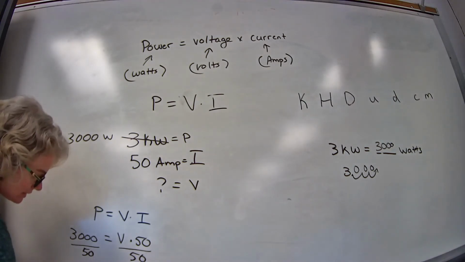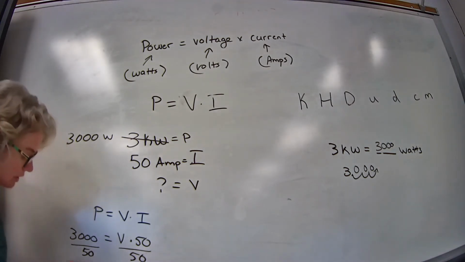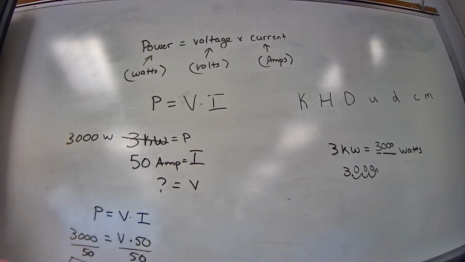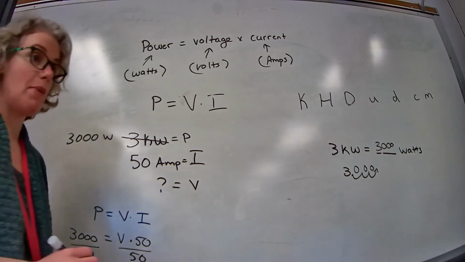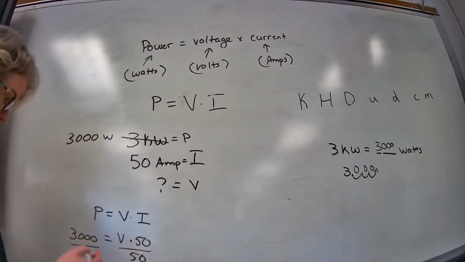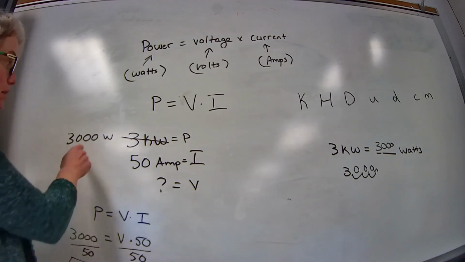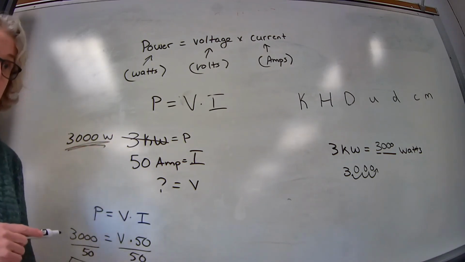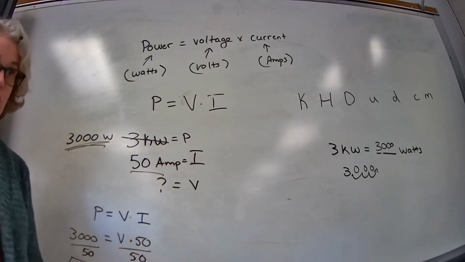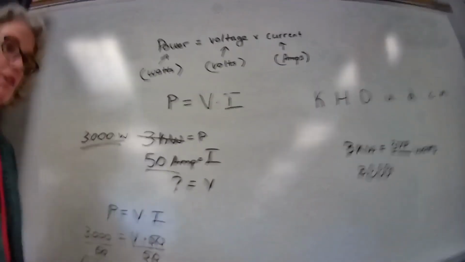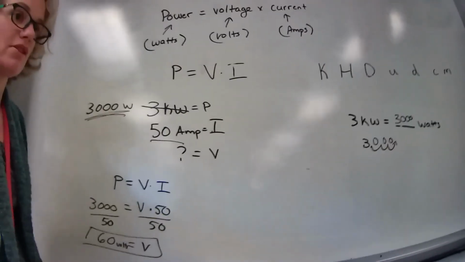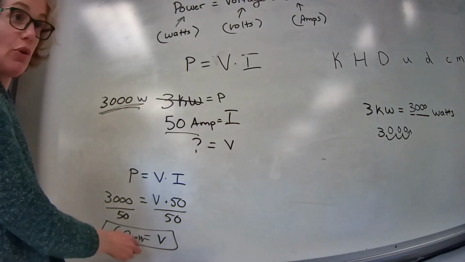V is 60 volts. That is how much voltage would have been necessary in order to create this much wattage, given that much current. So here's the answer, 60 volts.